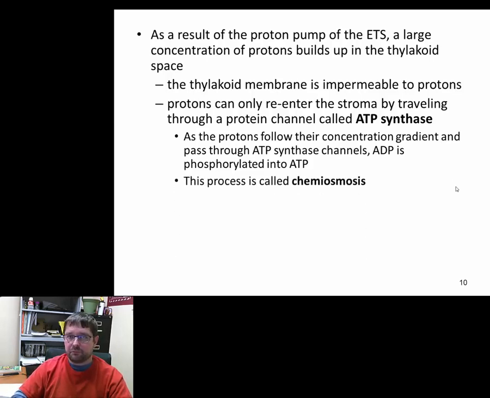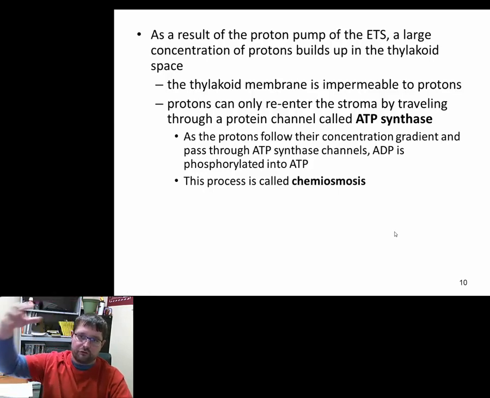We call this chemiosmosis. Okay? So there you get osmosis, so movement of things across the gradient from a high concentration to a low concentration. And in this case, the chemi has to be like chemical movement.